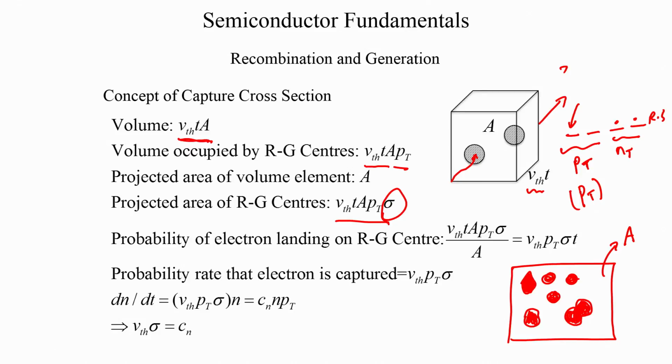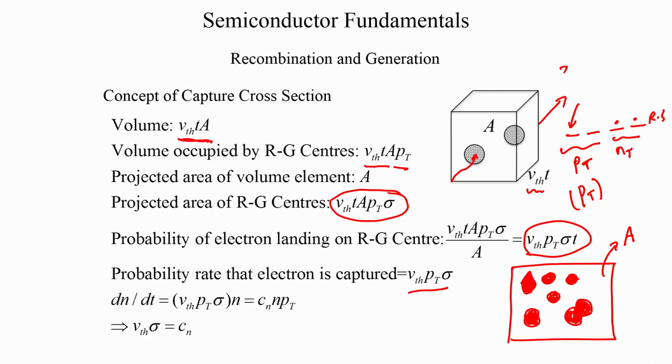Essentially, what we are talking about here is that this shaded region represents all the capture zones, and A is the total area, and an electron is going to go through this region at a random point. So, what is the probability that the electron is captured? It is the probability that the electron lands on one of these shaded regions, which is Vth t into A Pt sigma by A, which is this term here. What is the probability rate that the electron is captured? It is the time derivative of that, which is simply this term.